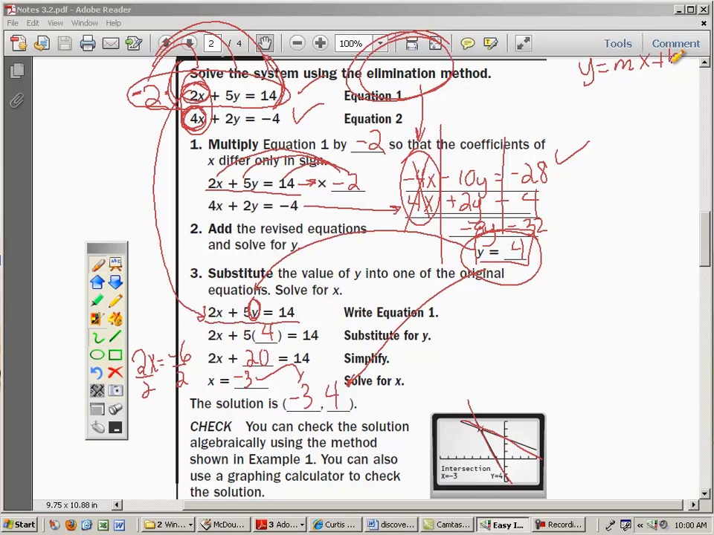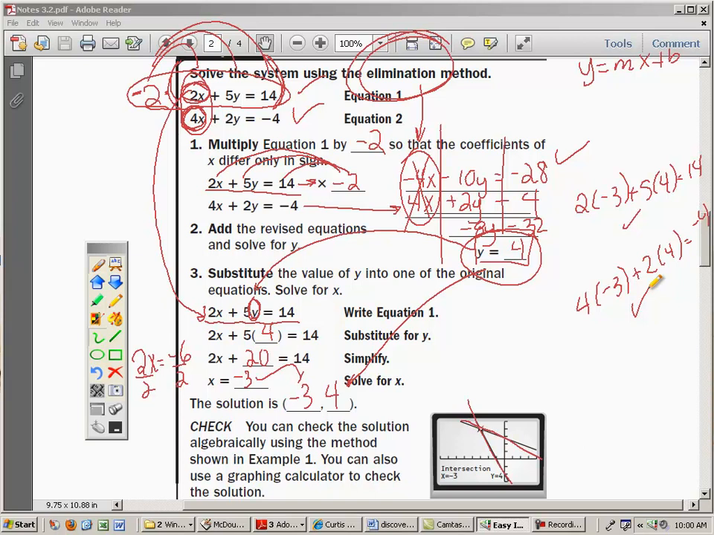The best way to check those two solutions, the x and y, is to plug them into the original equations. 2 times negative 3 plus 5 times 4 should be equal to 14. And 4 times negative 3 plus 2 times 4 should be equal to negative 4. I'll let you do the math on that, but this does check, and this one also does check, and so we know it's the right solution.